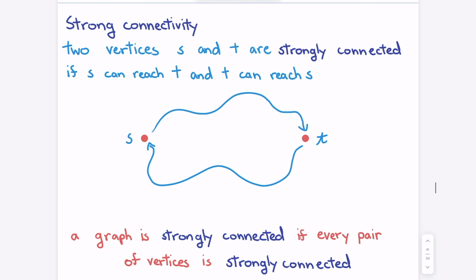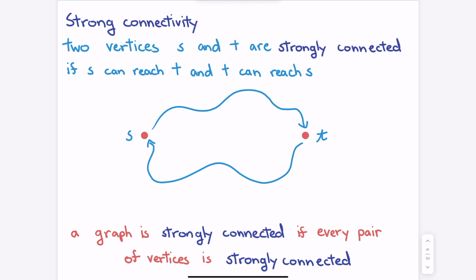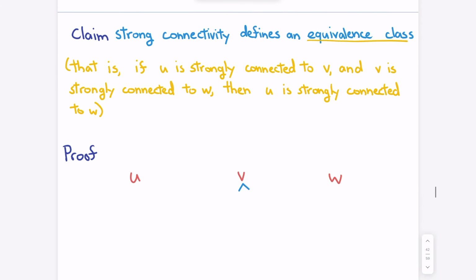Okay, let's keep going. For simplicity, we've been focusing on situations without cycles. Let's bring some cycles in. Say two vertices are strongly connected if A can reach B and B can reach A, not just by edges, but by various different walks. And a graph is strongly connected if every vertex can reach every vertex.